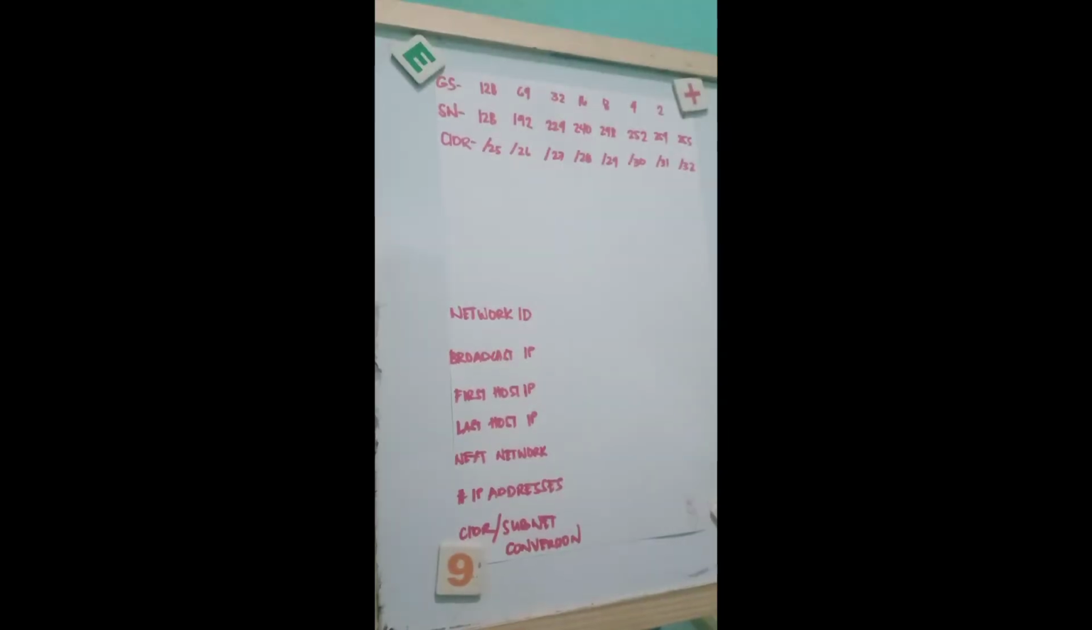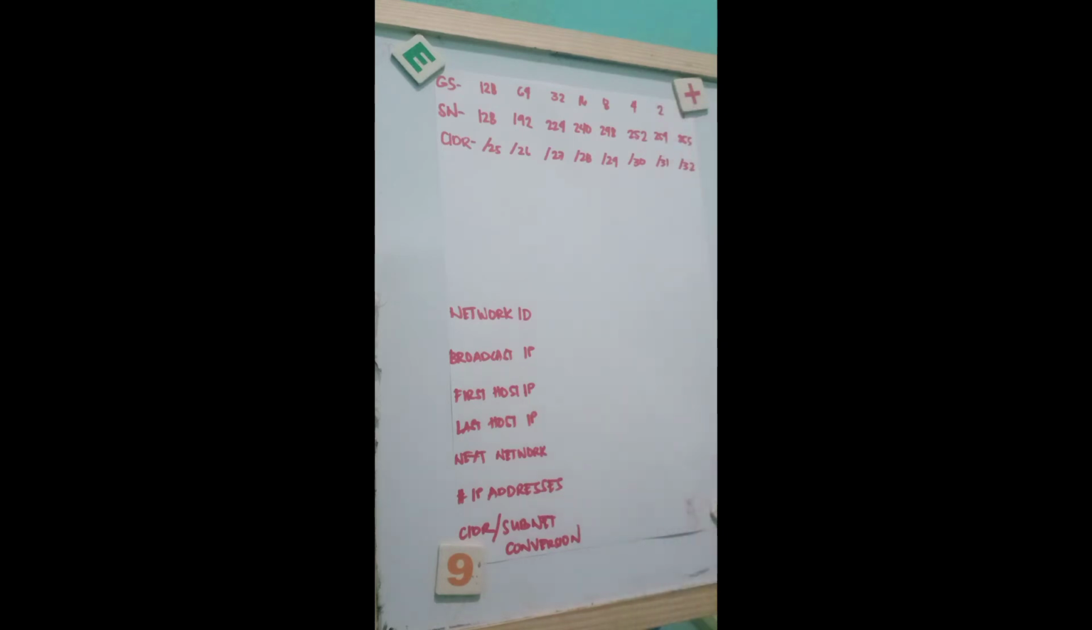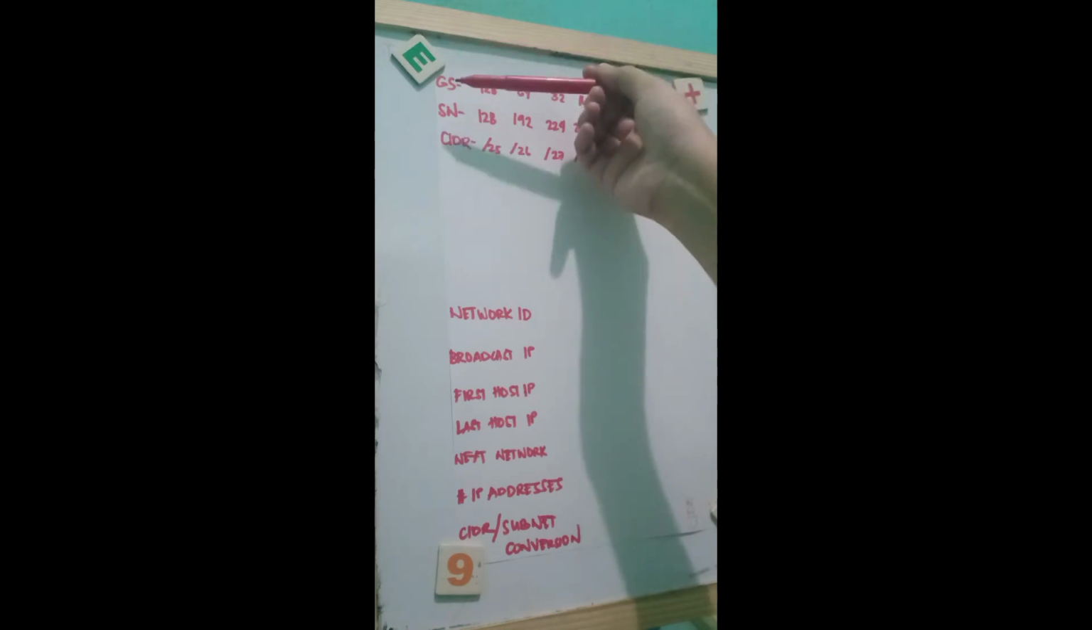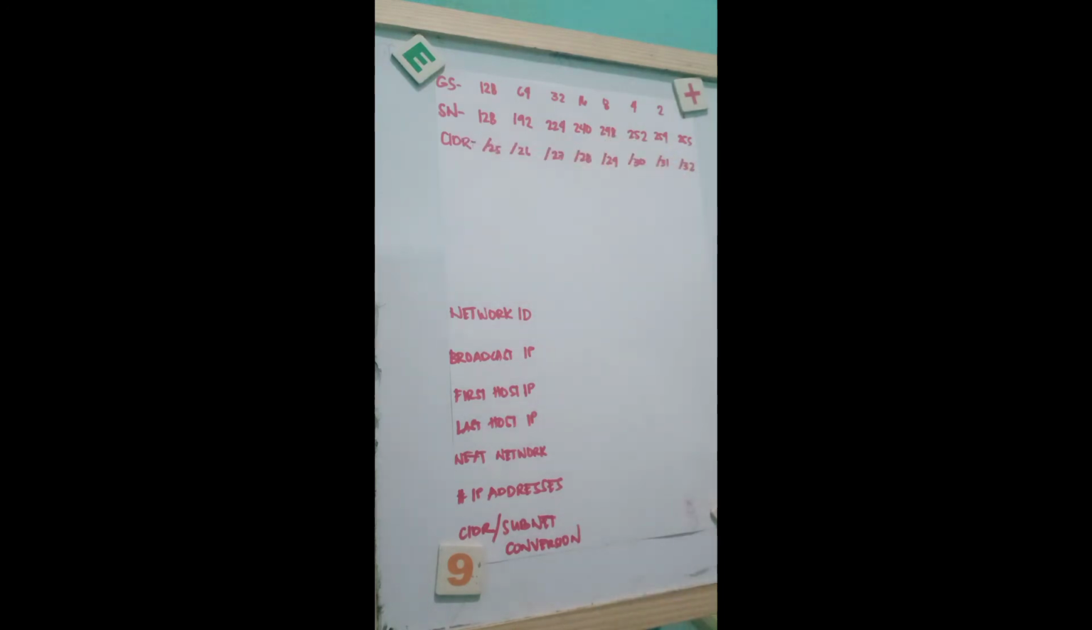Let's begin. Alright, so let's start. We have here the subnetting table, and we will be using this table as our guide to solve a problem. The subnetting table consists of the group size, GS, where GS stands for group size, SN stands for subnet, and CIDR stands for classless inter-domain routing. Here are the entries of subnetting that we have to look for. So let's start solving.